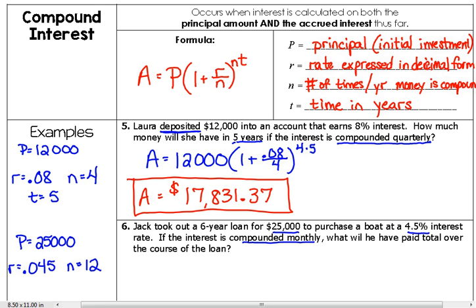What will he have paid total over the course of the loan? So let's set up our equation and see what else we need. We've got 25,000 for P. 1 plus, we know the rate. We know N. Do we know T? What other piece of information is given to us in the equation?